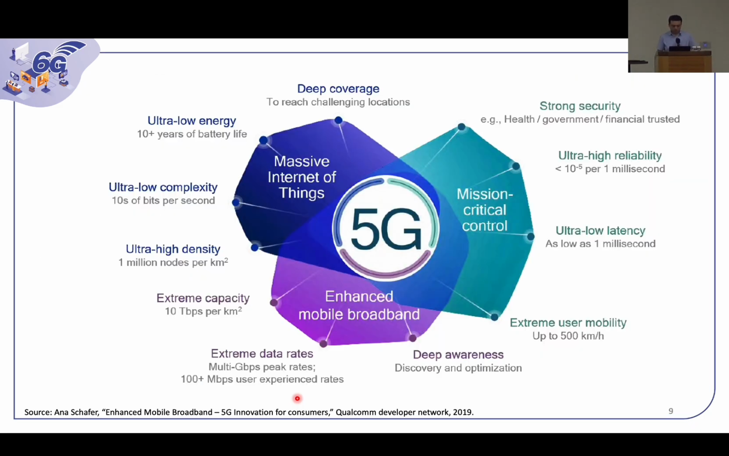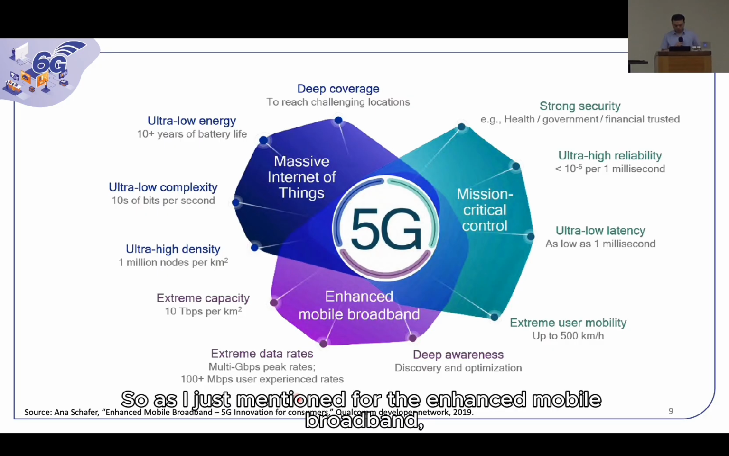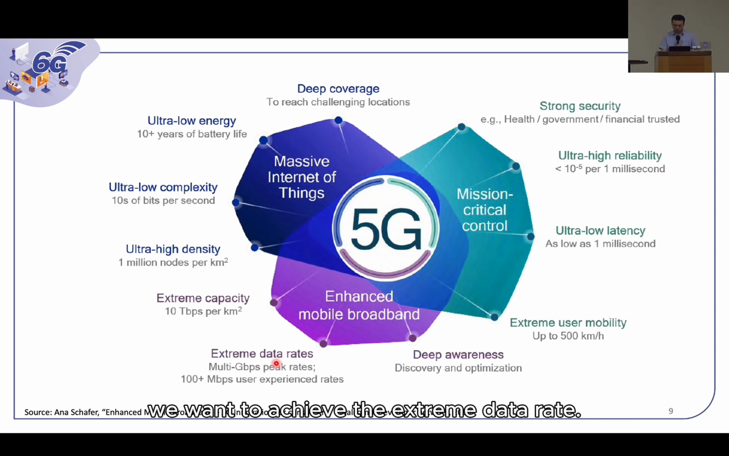Okay, so this is a figure to show the three major scenarios we want to support in 5G network. As I just mentioned, for the enhanced mobile broadband, we want to achieve the extreme data rate, okay? But we also want to achieve the extreme capacity and the deep awareness. And for the mission critical control, in addition to ultra high reliability like the V2X, we also want to have a strong security over some health equipment, government, or financial trusted environment.